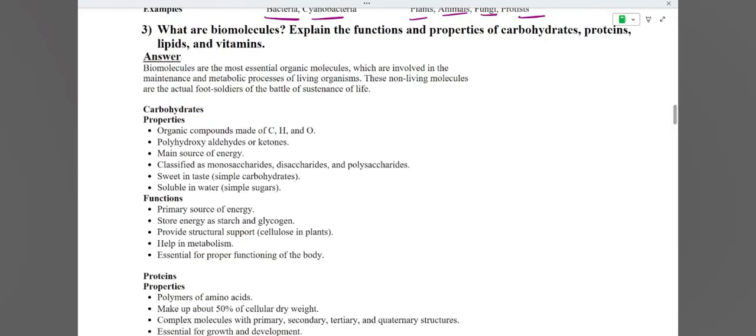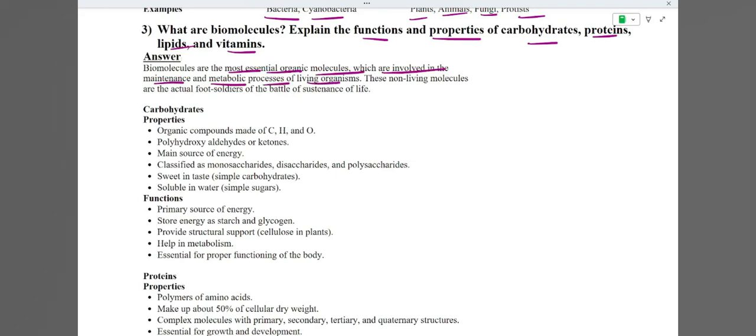Okay, next they have asked, what is biomolecule? Explain the function and properties of carbohydrates, proteins, lipids, and vitamins. Now, biomolecule is nothing but the most essential organic molecule which is involved in the maintenance and metabolic processes of living organisms.